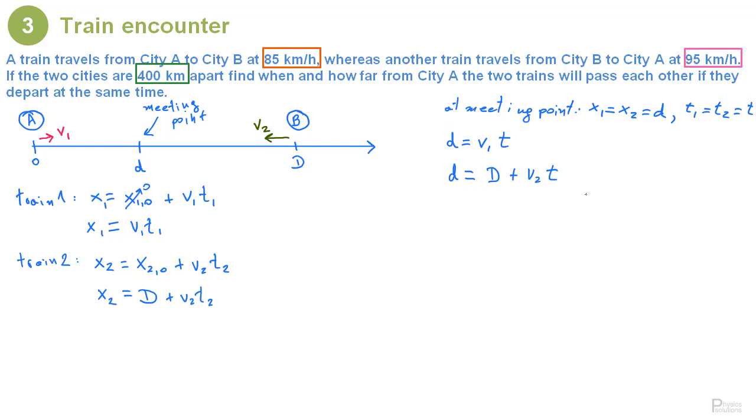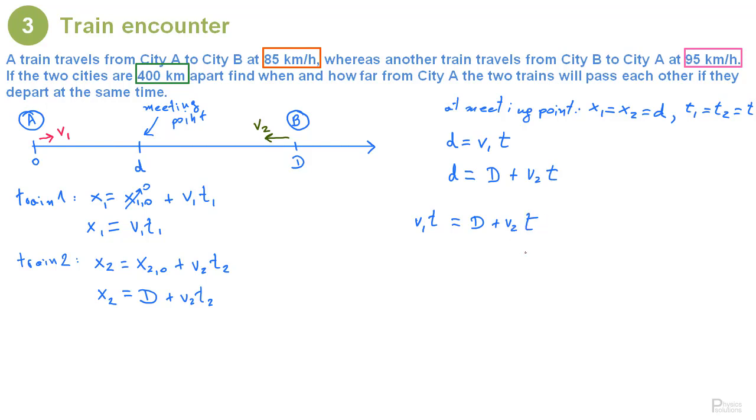Okay, so we have imposed the condition of the two trains passing each other at the meeting point. We have two unknowns, which is little d and t. We have two unknowns, two equations, so we should be able to solve this problem. How is this solved? Well, in these two equations, the left-hand side is d, so they're the same. That means that the right-hand side of each of these two equations must also be the same. In other words, I can write v1 times t, which is the right-hand side of the first equation, must be equal to the right-hand side of the second equation, D plus v2t.